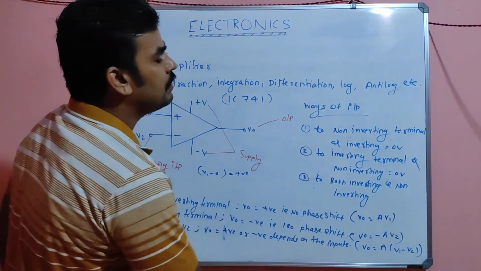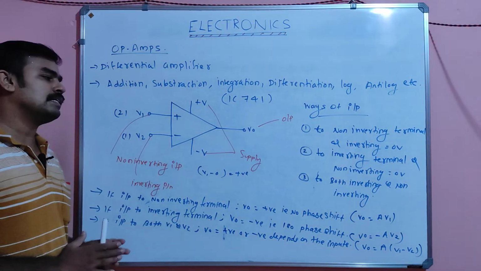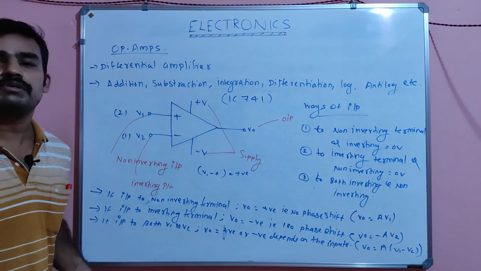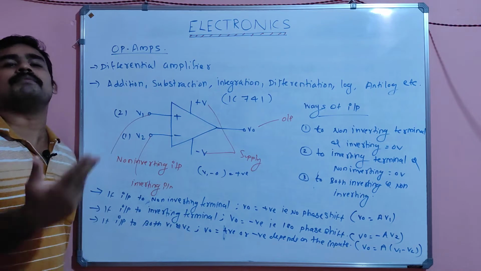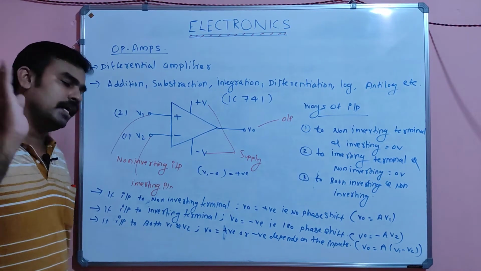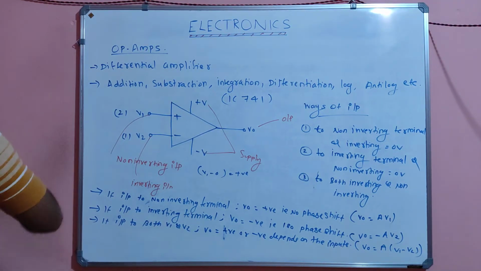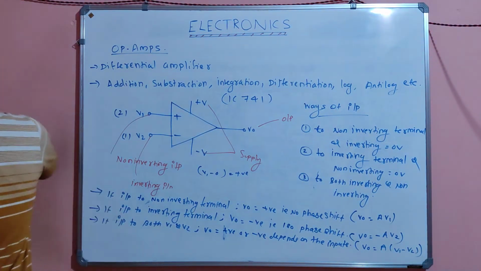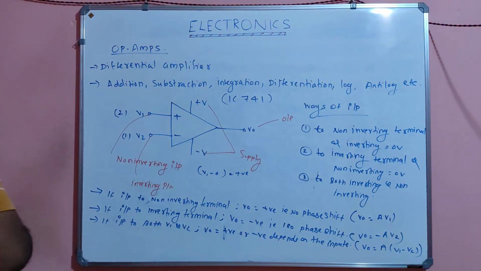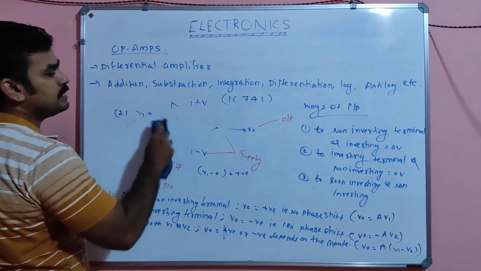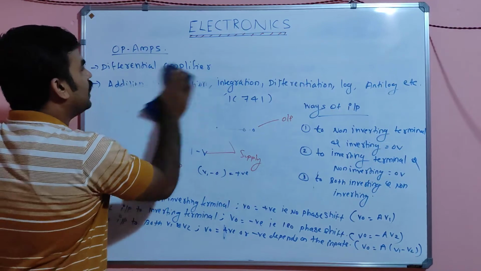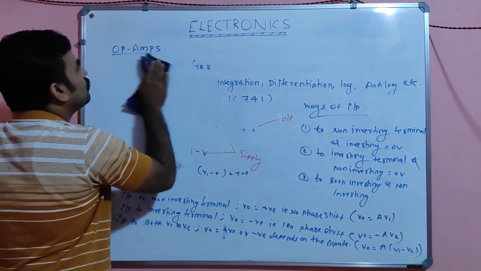So depending upon the V1 and V2 values, you can predict whether the output will be positive or negative. If it is negative, it will be 180 degrees out of phase with the input. Okay. So these are the things you have to note down. And finally, we are going to discuss the equivalent circuit of the Op-Amp. This is the outline. So what is the equivalent circuit of an Op-Amp?